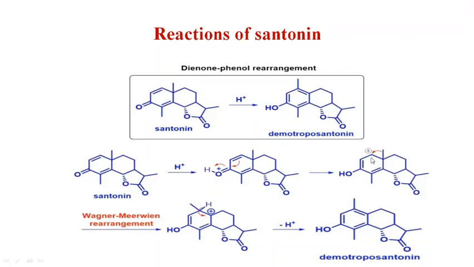This carbocation again undergoes Wagner-Meerwein rearrangement, as you can see, a 1,2 shift, resulting in the formation of a more stable tertiary carbocation, which then undergoes deprotonation, yielding desmotroposantonin. Okay, this is also known as dienone phenol rearrangement, a very important reaction of santonin. These rearrangement reactions made the structure determination of santonin very difficult for scientists due to its facile rearrangement.